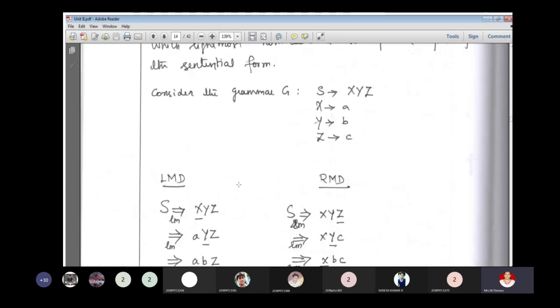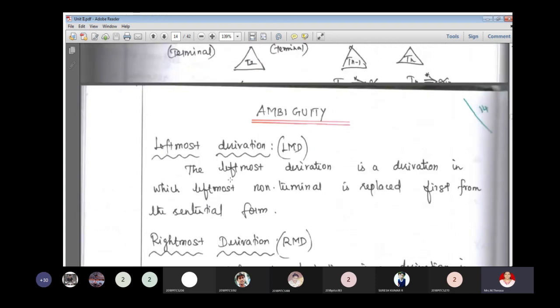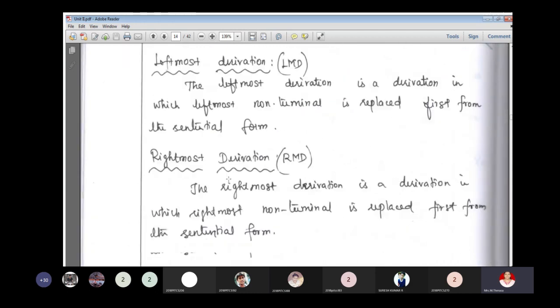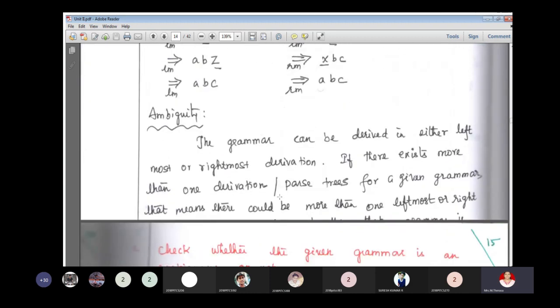Okay, so now we are clear with leftmost derivation and rightmost derivation. When you choose the leftmost non-terminal to replace by any of its bodies, it is called leftmost derivation. When you always choose the rightmost non-terminal to replace by any of its productions, then the derivation is called rightmost derivation. Then we'll go to the ambiguity of the grammar, because ambiguity of the grammar is defined with the help of these two terms, leftmost derivation and rightmost derivation.